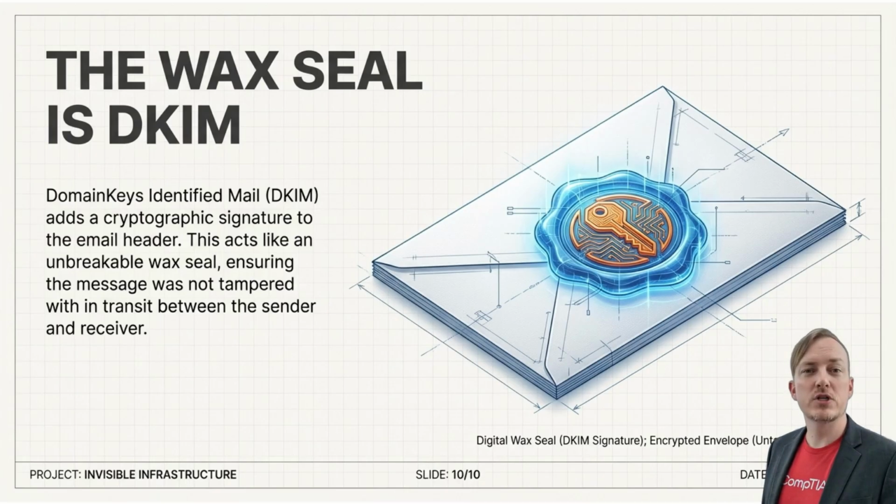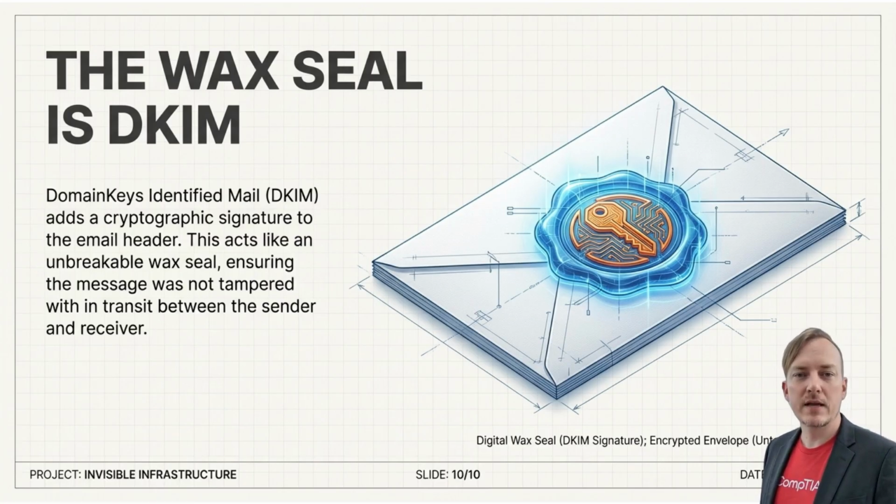The second bouncer checks the wax seal, which is DKIM, DomainKeys Identified Mail. DKIM adds a complex cryptographic signature to the email header. This acts exactly like an unbreakable wax seal on a physical letter, guaranteeing the receiving server that the message was not intercepted or tampered with while traversing the internet.